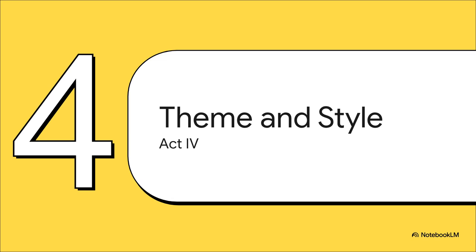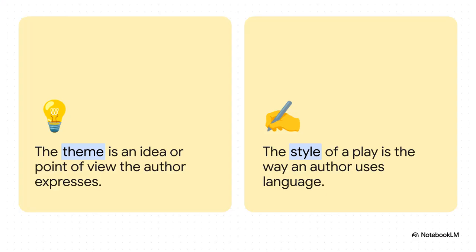Act 4, theme and style. This is where we get into the brain and the stylistic skin of the drama. While plot tells us what happens, theme and style tell us why and how. The theme is the core message, the big idea or perception the author really wants to get across, which slowly reveals itself through the story.